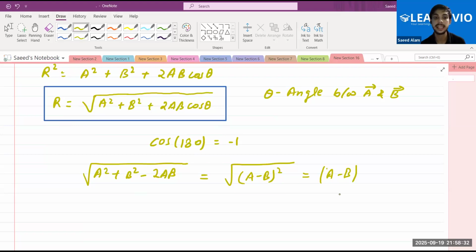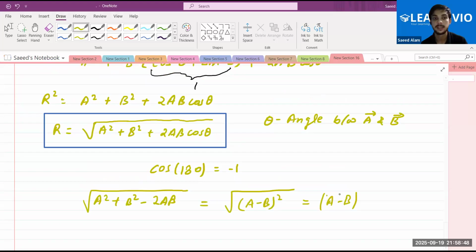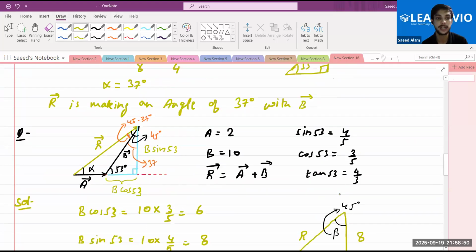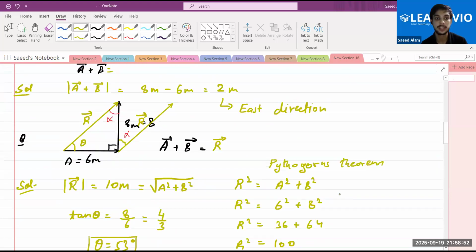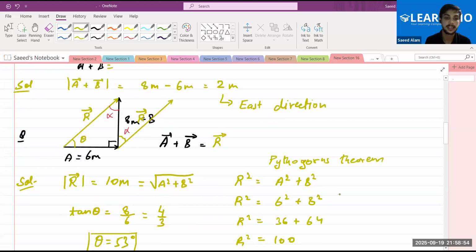90. So cos 90 will be equal to 0. So do you think that 2AB cos theta will result in 0? You will get under root of A square plus B square. Yes or no? Yes. See, in the third case, what we had got as the answer? That was A square plus B square. Can you see it here?